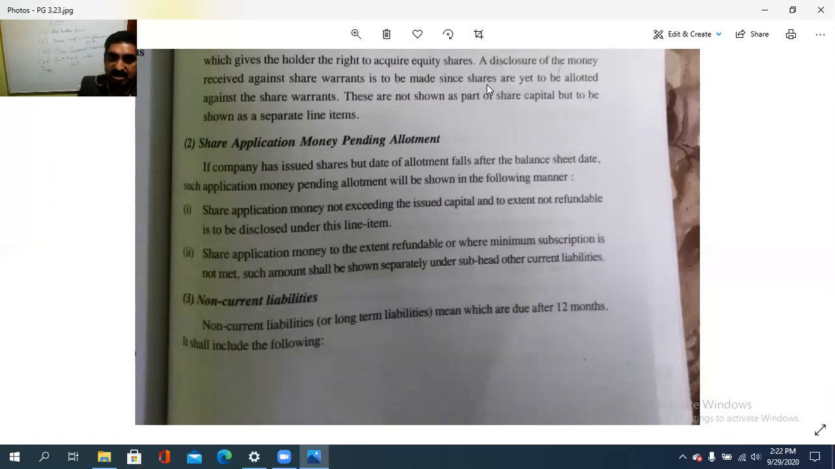So one is share application, another is share application money pending allotment, third is non-current liability or long-term liability, which means that are due after 12 months. 12 മാസത്തിനുള്ളിൽ അതിന്റെ ലയബിലിറ്റി ക്ലിയർ ആക്കിയിരിക്കണം. അതാണ്, അതായത് 1 year. 1 year validity period ആണ്. Within that year need to clear that one. അതാണ് non-current liability. It includes creditors ഉണ്ടാകാം, isn't it?